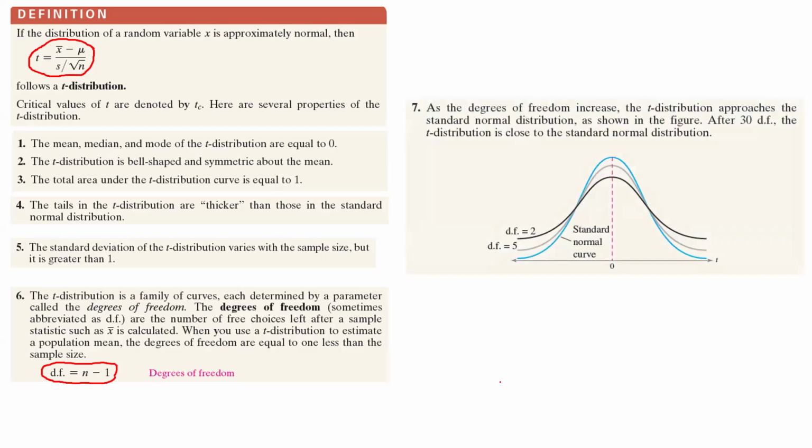Now, the visualization is like this. If the degrees of freedom is 2, the graph is above t-axis. There is a distance between the graph and t-axis. As you increase the sample size, the degrees of freedom increase. And the graph is getting closer and closer to a standard normal curve. Officially, after 30 degrees of freedom, the t distribution is very close to standard normal distribution.